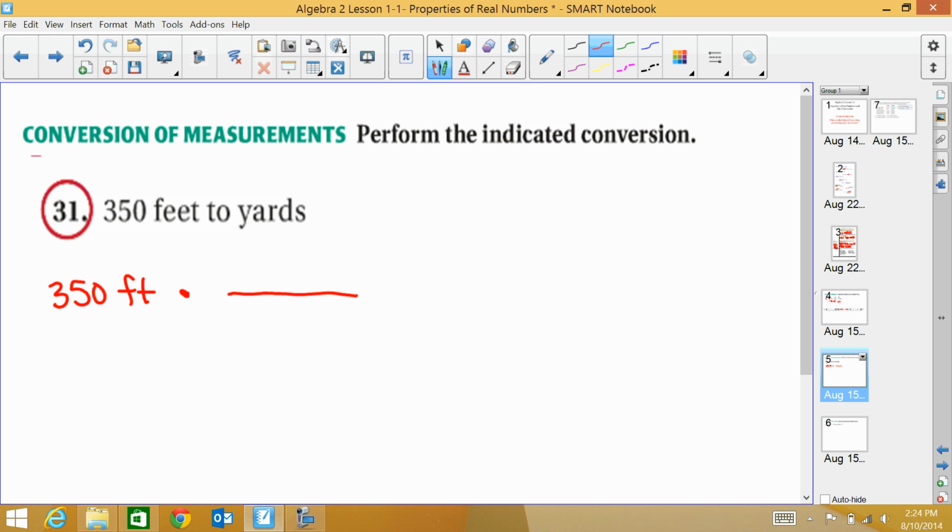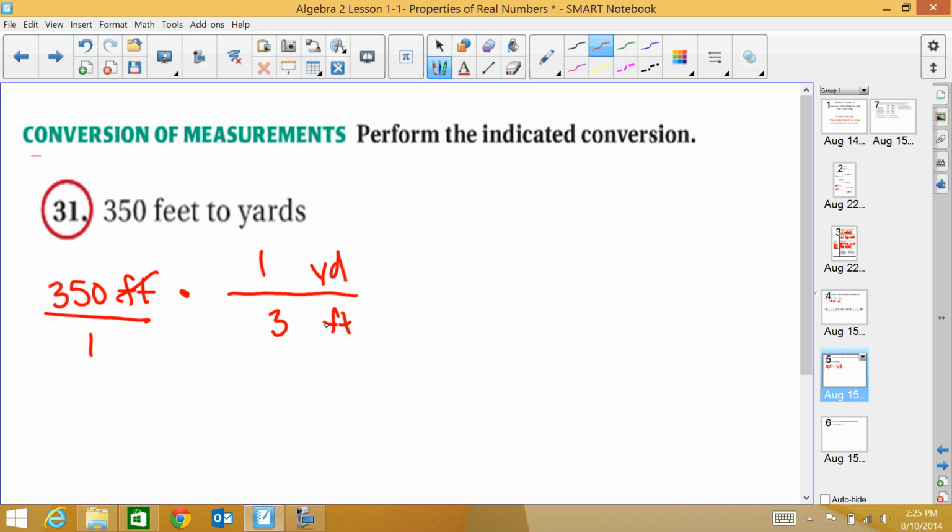Now, if feet are on top here, because technically this is over 1, then where would the feet go when I'm labeling my chart? They would have to go on the bottom to cancel out. So the feet are going to go there, and the yards are going to go on top. Now you need to ask yourself the question to fill in the chart: how many feet are in a yard? And the answer is 3. So we know there are 3 feet in 1 yard. So that's how you'll fill out your chart.